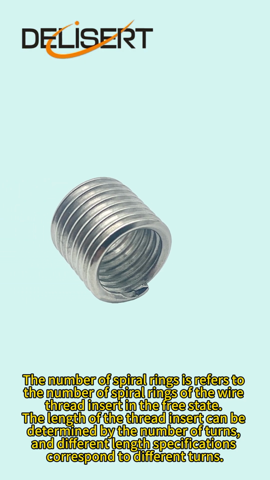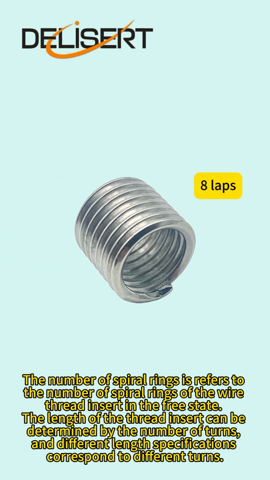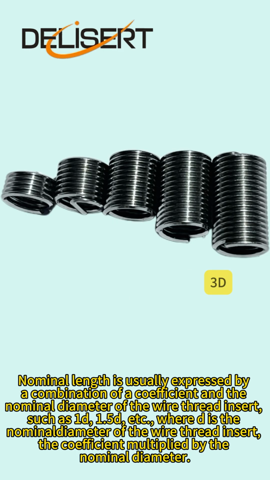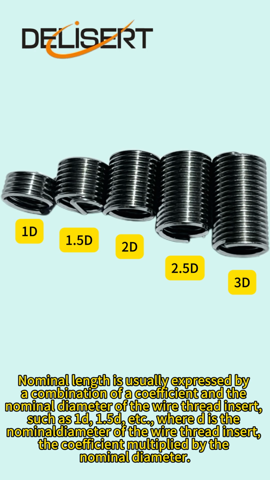The number of spiral rings refers to the number of spiral rings of the wire thread insert in the free state. The length of the thread insert can be determined by the number of turns, and different length specifications correspond to different turns. Nominal length is usually expressed by a combination of a coefficient and the nominal diameter of the wire thread insert, such as 1D, 1.5D, etc., where D is the nominal diameter of the wire thread insert.